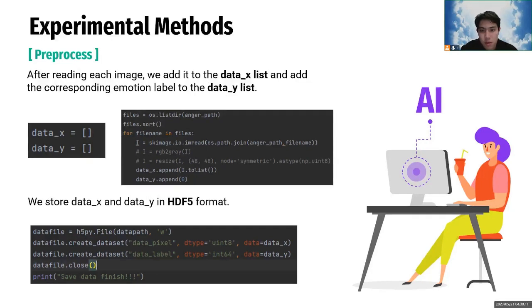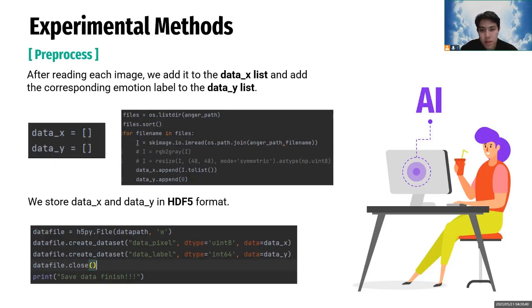We read each image as a grayscale image, which can reduce computational complexity while maintaining important image features. After each image is read, we add it to the data X list, and the corresponding emotional label is added to the data Y list. For example, for images stored in the anger directory, we add a label of 0. For images stored in the disgust directory, we add the label of 1, and so on.